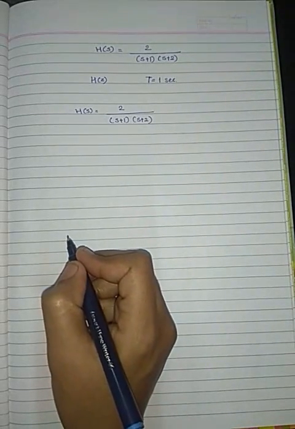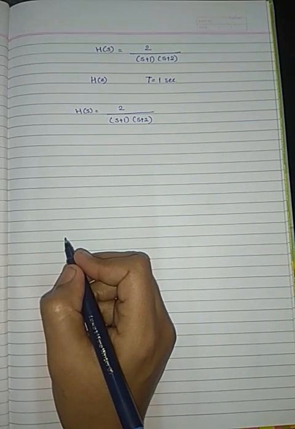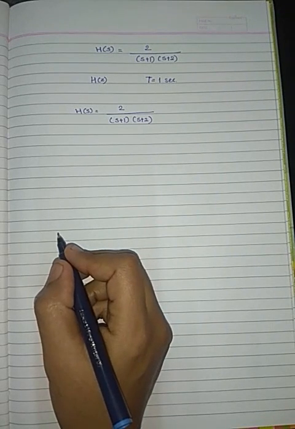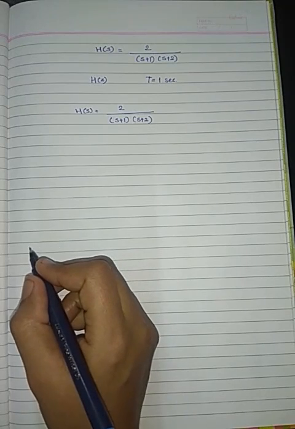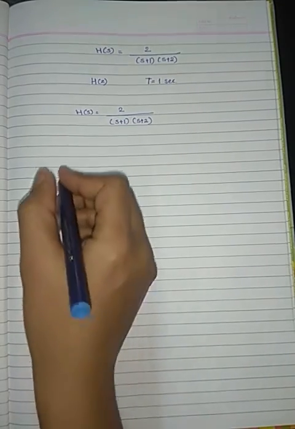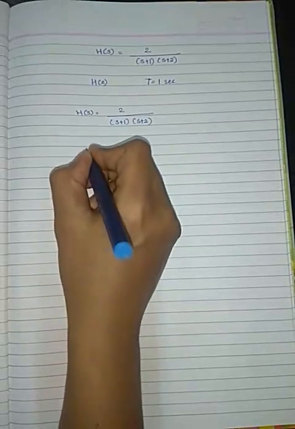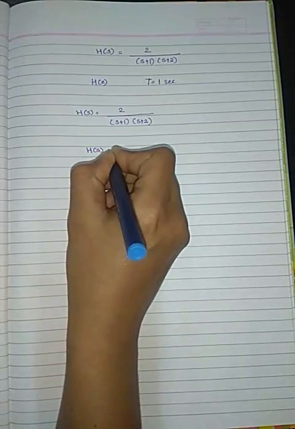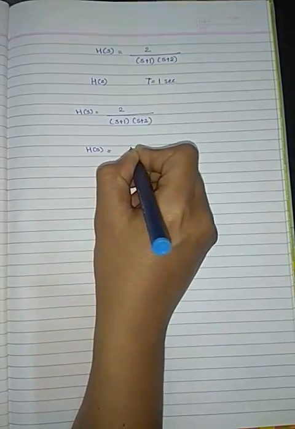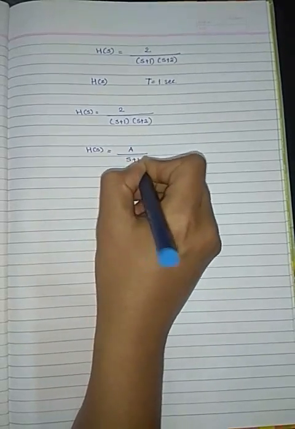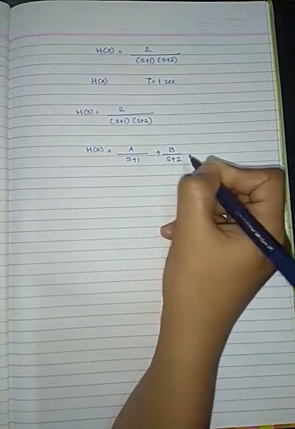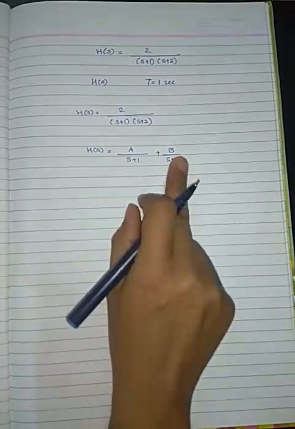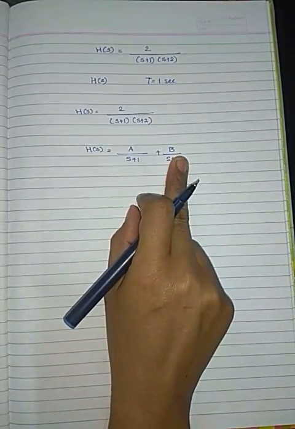Okay, so here we have to use the partial fraction method so that our transfer function gets converted in terms of sums of single poles. So H of S now becomes A divided by S plus 1 plus B divided by S plus 2. Now we have to find out the values of A and B.